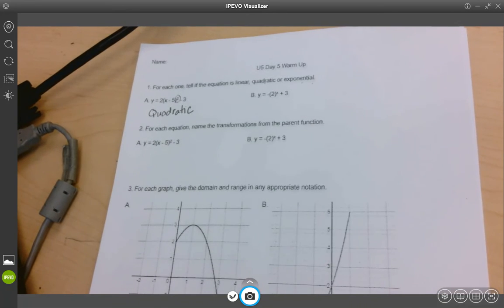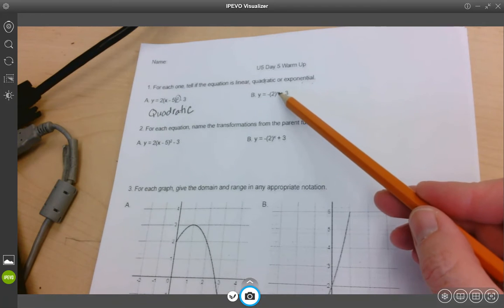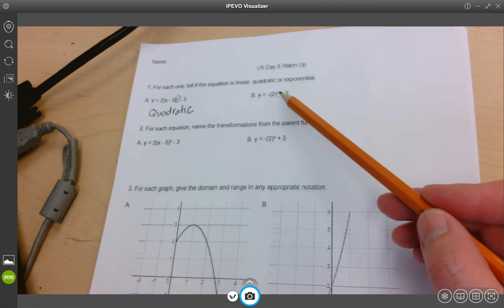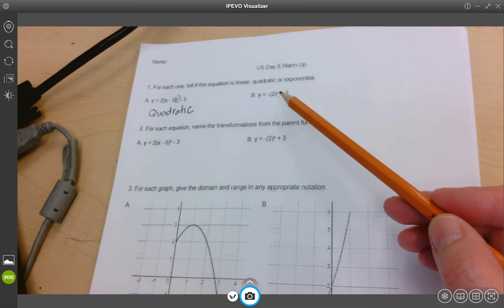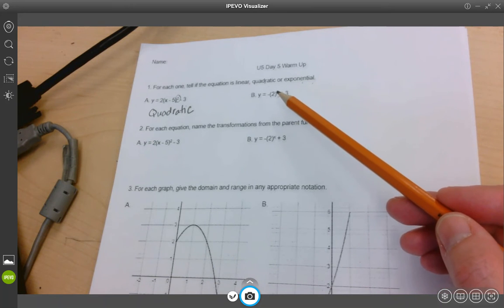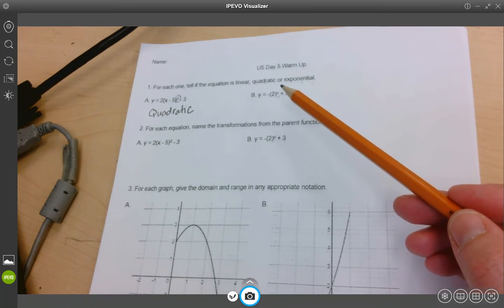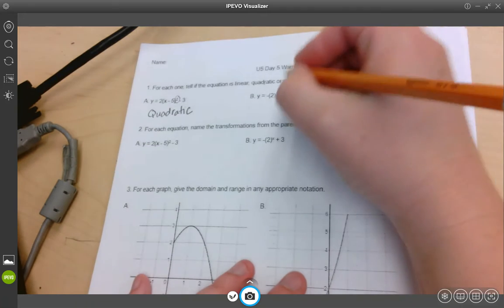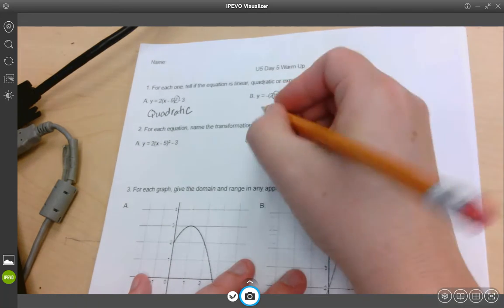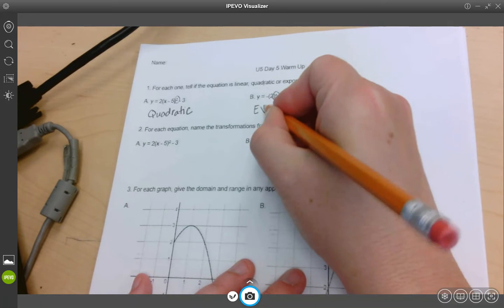Okay. The next one, you look at your exponent. The exponent is an x, and that makes it what kind of equation? Eamon says exponential. Anybody else? I see some agreement. Good. So when your exponent is an x, that is an exponential equation.